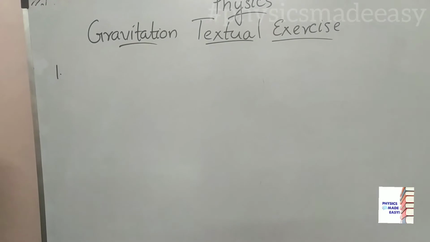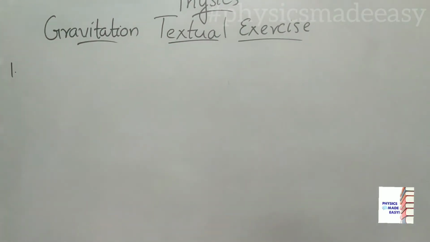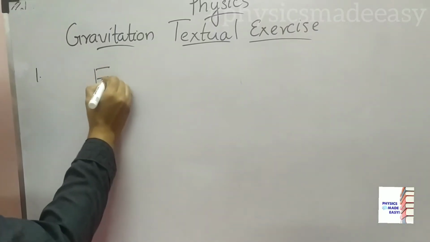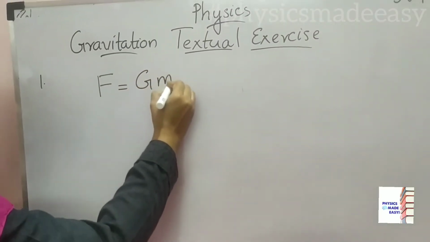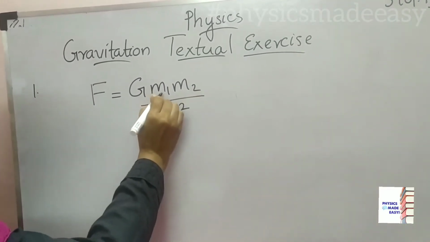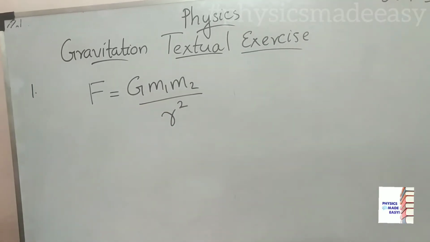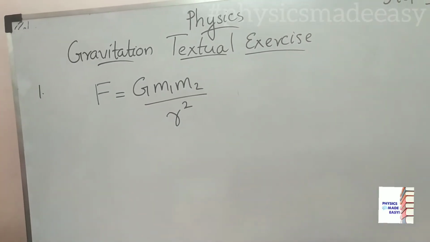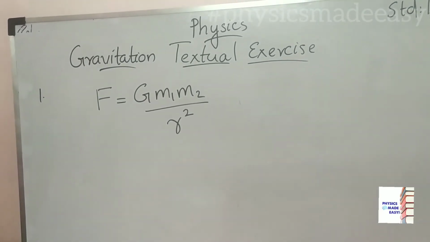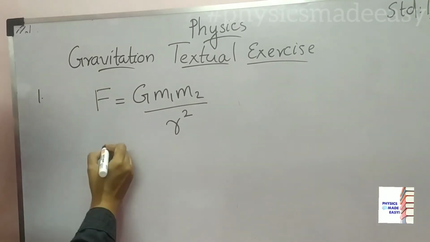First question, how does the force of gravitation between two objects change when the distance between them is reduced to half? You know F is equal to G m1 m2 divided by r square. m1 and m2 are the masses of those particular objects, then r is the distance between those two objects. Here we have to find the force. What will happen to the force if the distance between them is reduced to half?